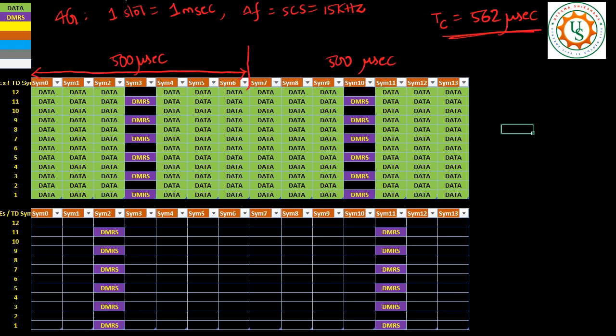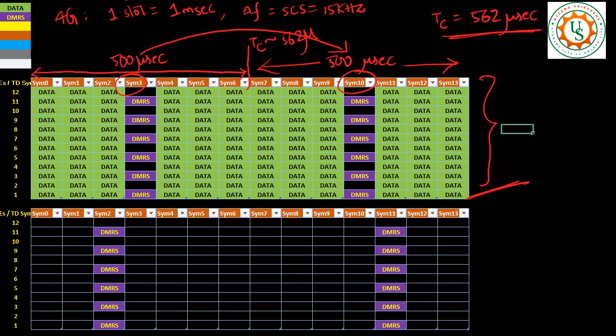So that's why we needed one at symbol number 3, another one at symbol number 10, so that in this particular duration, we have one more DMRS to estimate the channel, right? We cannot use this one over here because the channel has already changed. So this is somewhere TC is approximately 562 microseconds. I hope this one is clear to you guys from a 4G perspective.